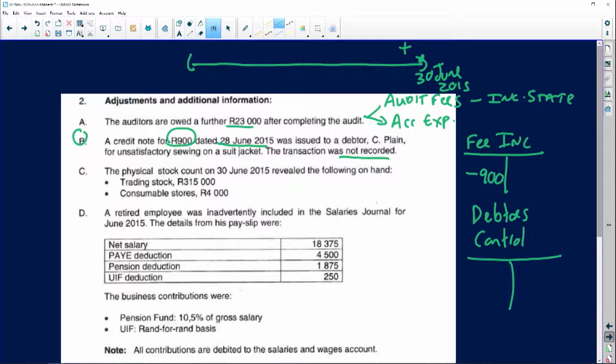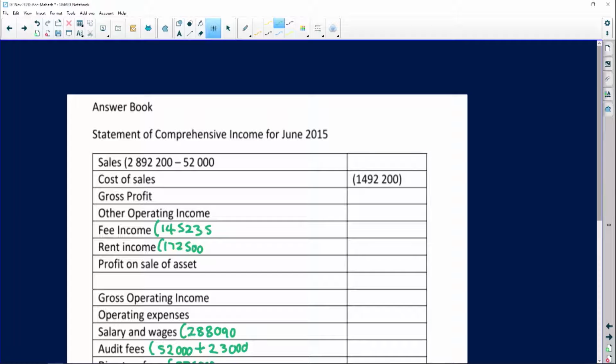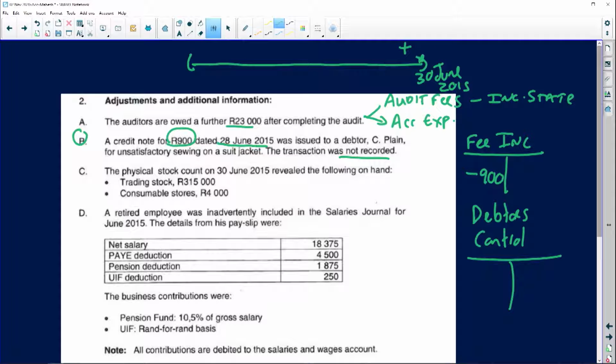So in our income statement, let's quickly go to fee income. We are going to minus 900. Okay, everyone happy with that? Right, then debtors control. Okay, let's quickly go back. So debtors control, remember the debtor obviously is getting a reduction of 900 Rand, which means your debtor owes you less. So debtors control will decrease by 900 Rand.